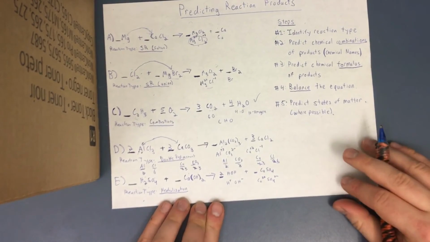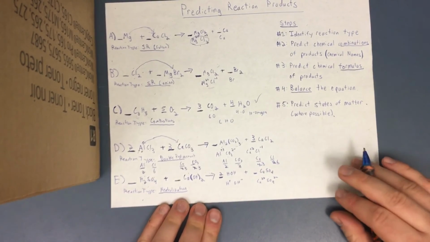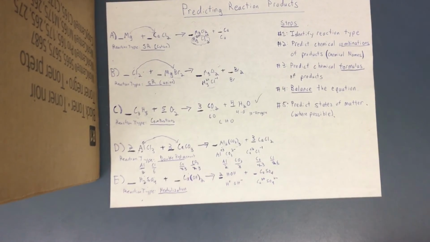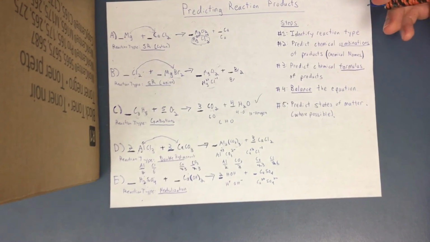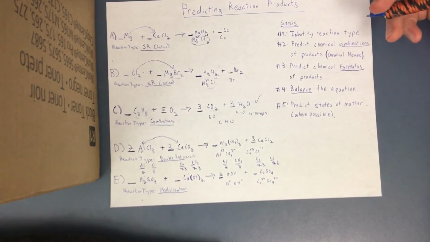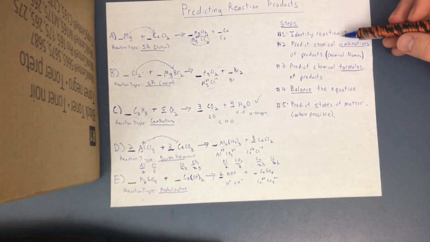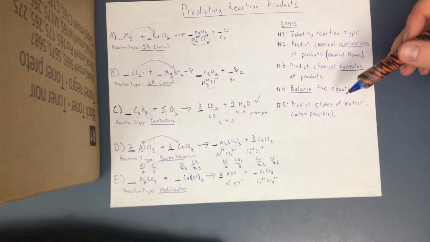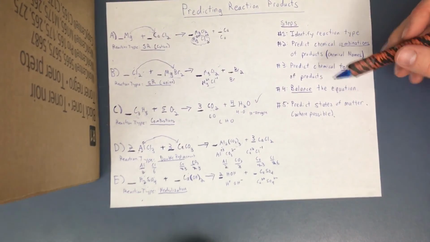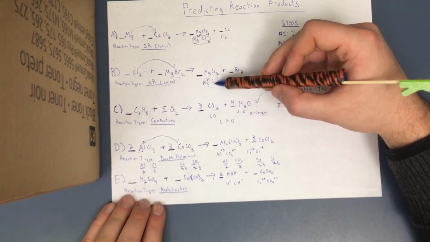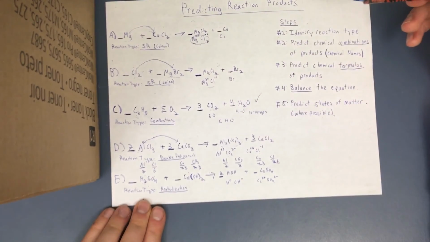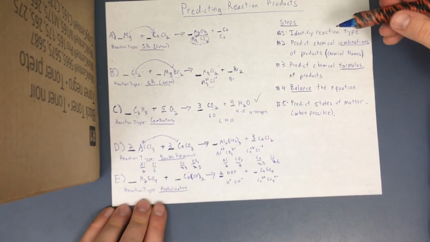So that goes through how we go about the process of predicting reaction products. I hope this overall helps. It takes a little patience to go through this, especially when you're inexperienced and you have to look each of these things up on the periodic table. You don't have them memorized. It takes time. I understand that.